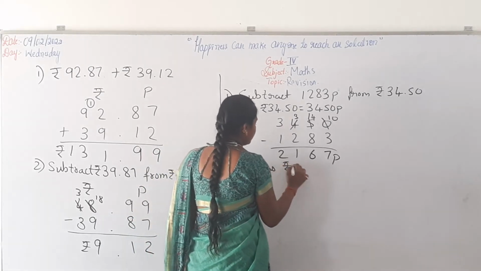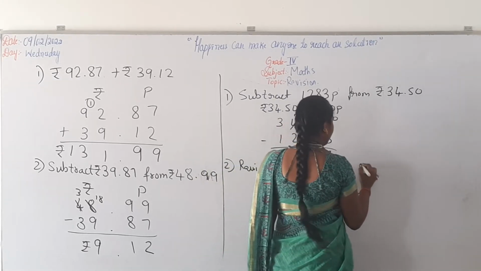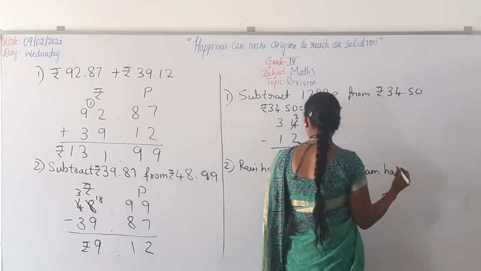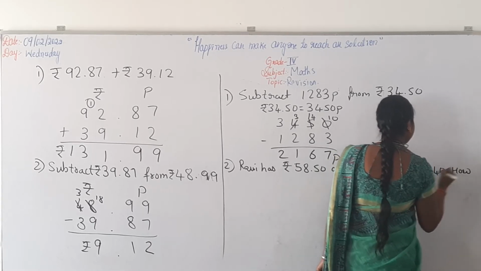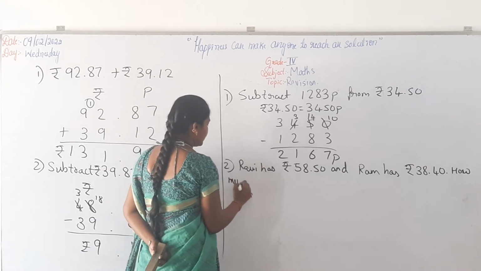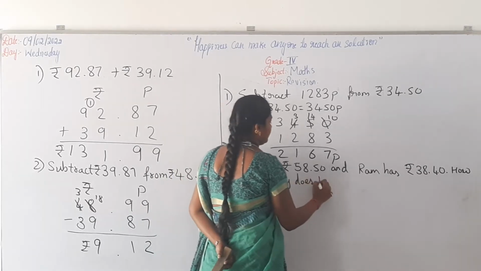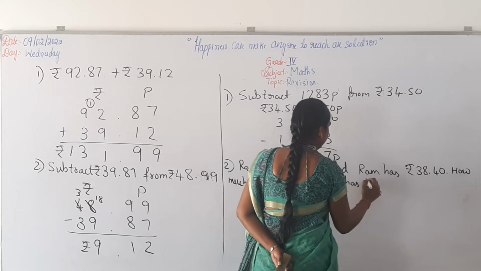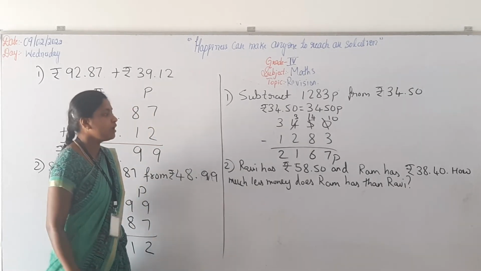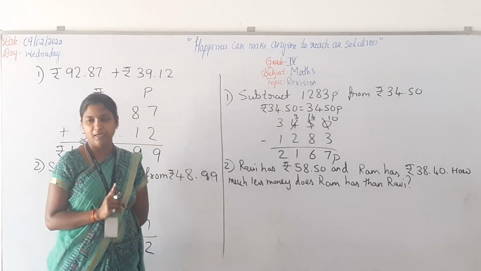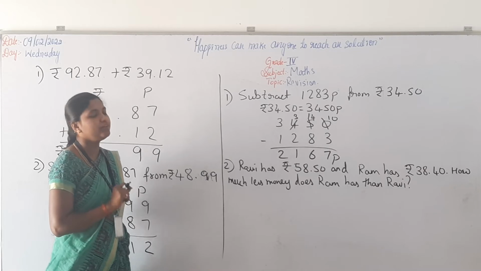Ravi has rupees 58.50 paise and Ram has rupees 38.40 paise. How much less money does Ram have than Ravi? We should do addition? See, Ravi has rupees 58.50 paise and Ram has rupees 38.40 paise. How much less money does Ram have than Ravi?